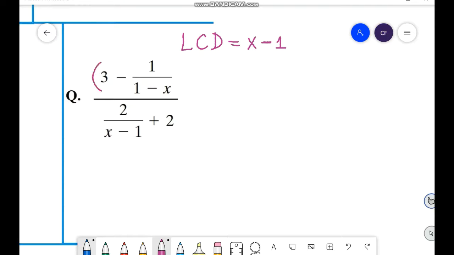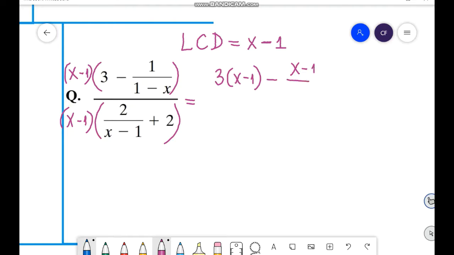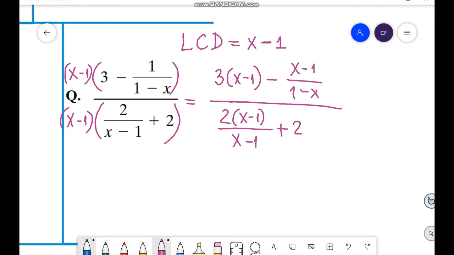So multiply on the top by x minus 1, and at the bottom by x minus 1. Multiply. The result is 3 times x minus 1 minus x minus 1 over 1 minus x over 2 times x minus 1 over x minus 1 plus 2 times x minus 1. Okay?